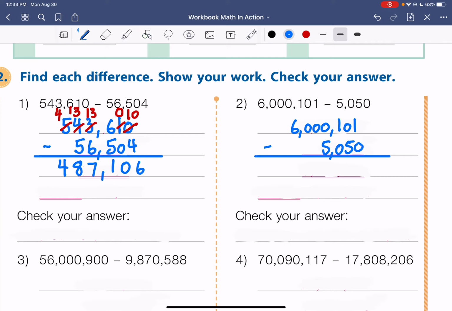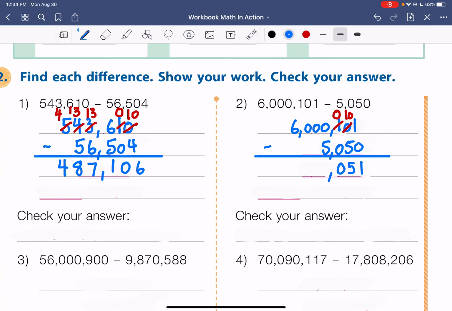Okay, so first of all, 1 minus 0 is 1. 0 minus 5 is not possible, so we're going to cross that out. We're going to borrow from the next number. It's going to be 0. It'll be 10. 10 minus 5, we get 5. 0 minus 0, we get 0.